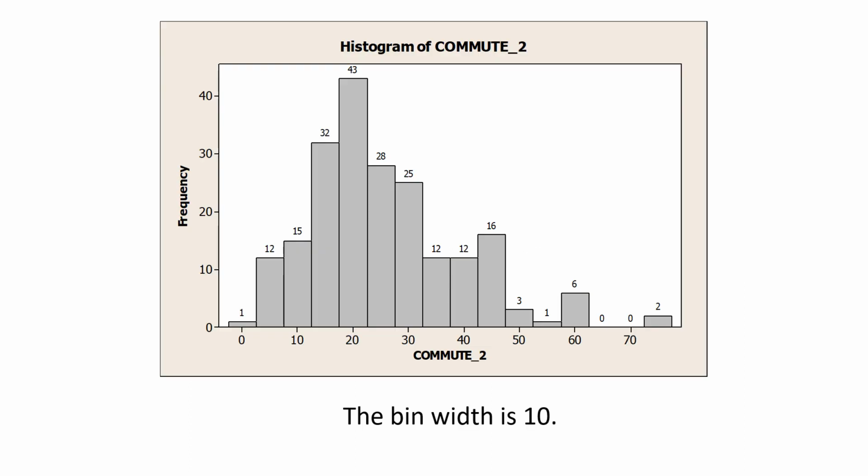The bin width is 10. That is false. The bin width is 5. So this is a midpoint. We start at 0. This would be 5. This is 10. The next bin would be 15. The next bin would be 20. So each width is 5.